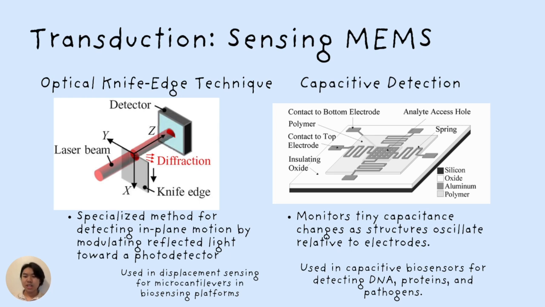Next is the capacitive detection. This electronic technique measures extremely small changes in capacitance that occur when the structure oscillates relative to an electrode.